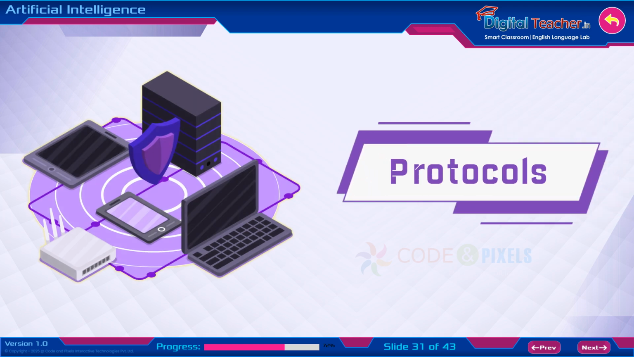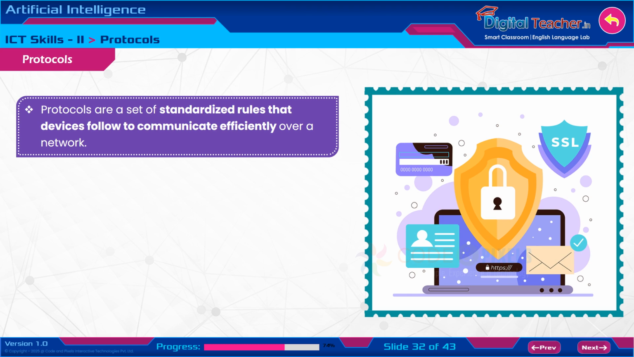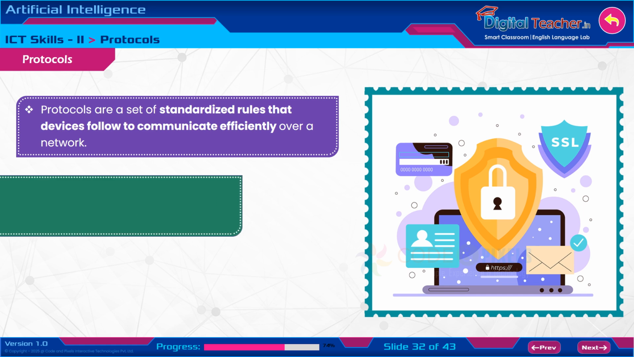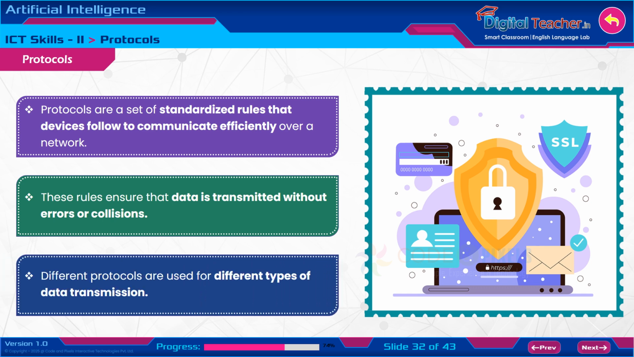Protocols. Protocols are a set of standardized rules that devices follow to communicate efficiently over a network. These rules ensure that data is transmitted without errors or collisions. Different protocols are used for different types of data transmission.